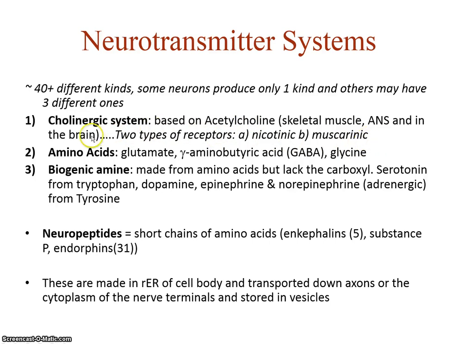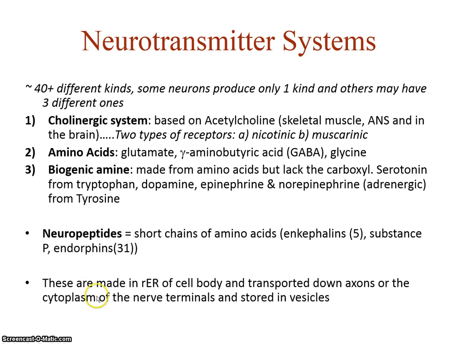And just for you to know, there are amino acid classes. That's a class of neurotransmitter: glutamate, GABA, glycine. Biogenic amines. These are made from amino acids, like serotonin comes from tryptophan, and dopamine, epinephrine, norepinephrine from tyrosine. Right? There are neuropeptides, which are short chains of amino acids, like the endorphins.